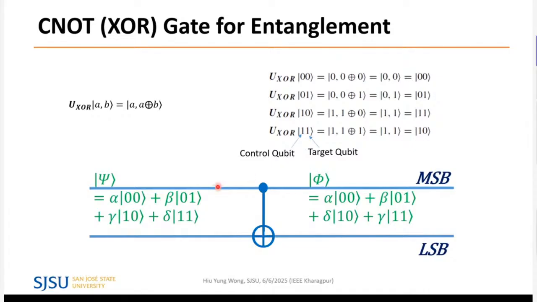But if you have a superposition state, you will see the effect. Basically, the effect is to swap the coefficients gamma and delta in this operation. This is the so-called entanglement gate. It does not create entanglement by itself, but if we add a Hadamard gate, we'll be able to create an entangled state.